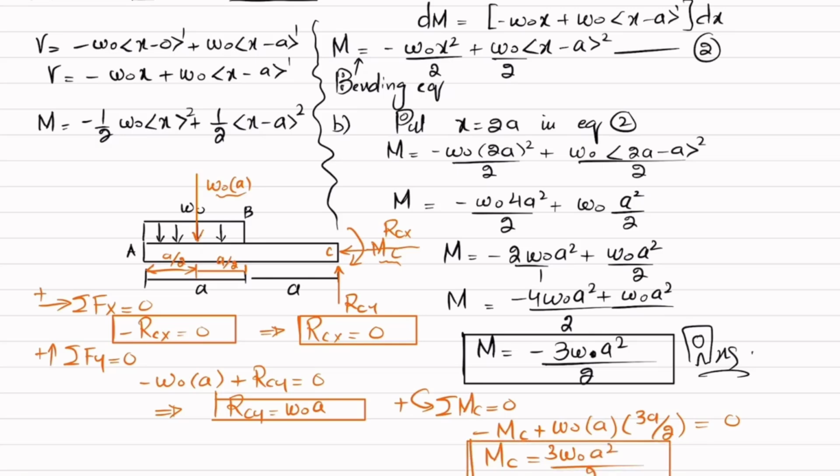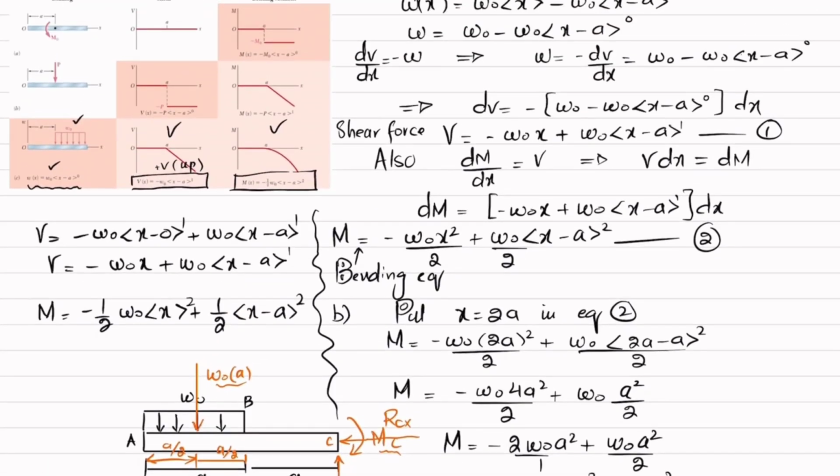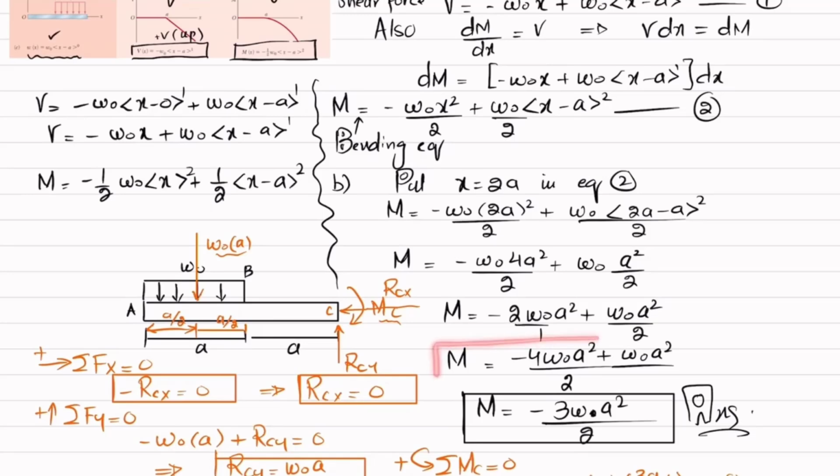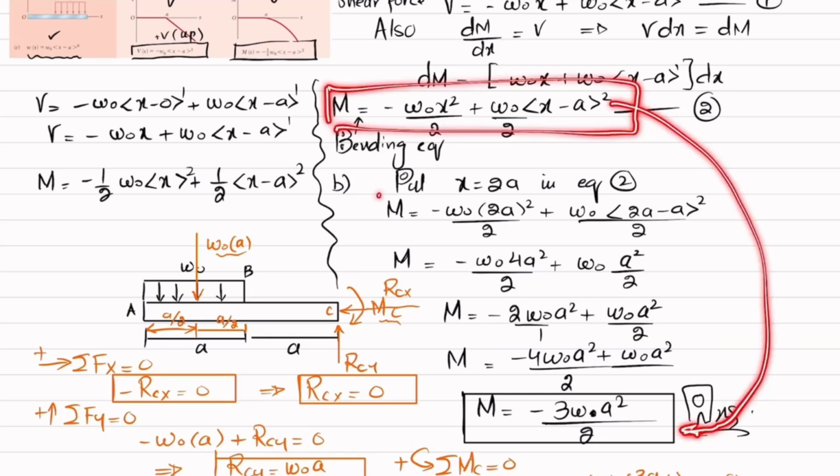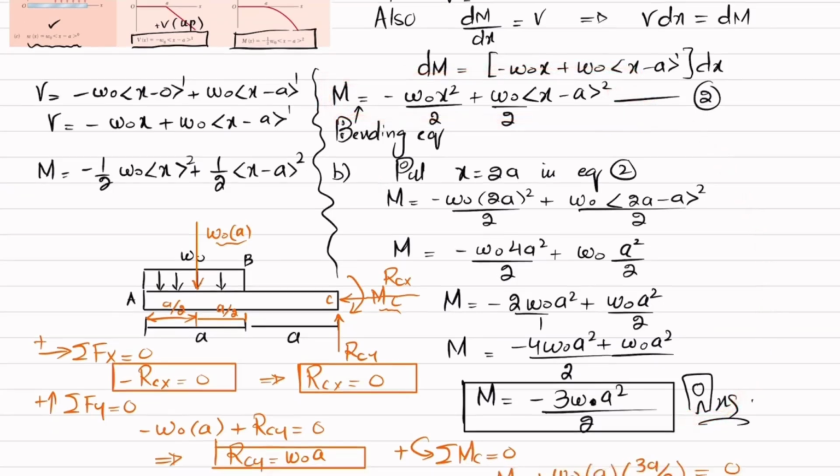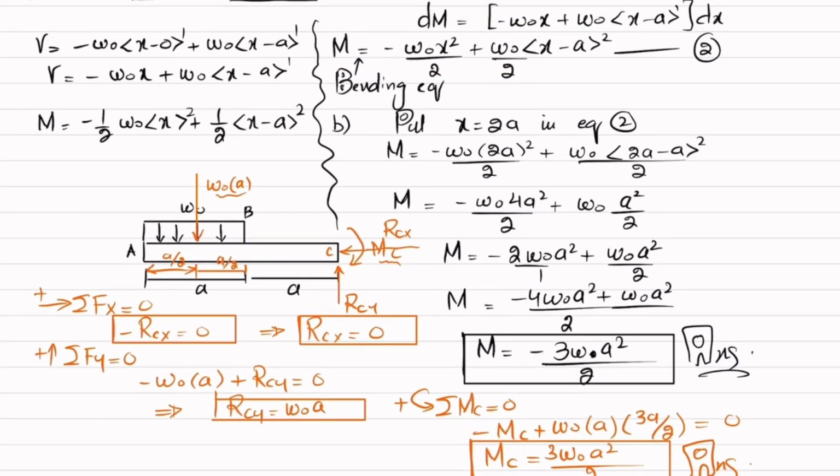Okay, so this is the moment at point C by using equation of equilibrium and from the free body diagram of the beam. So you can see here this is positive, so it means our assumed direction is correct. And from this shear bending moment equation using singularity function, when you put the value of x, you are getting this minus 3W naught into A. So this means that this is correct.